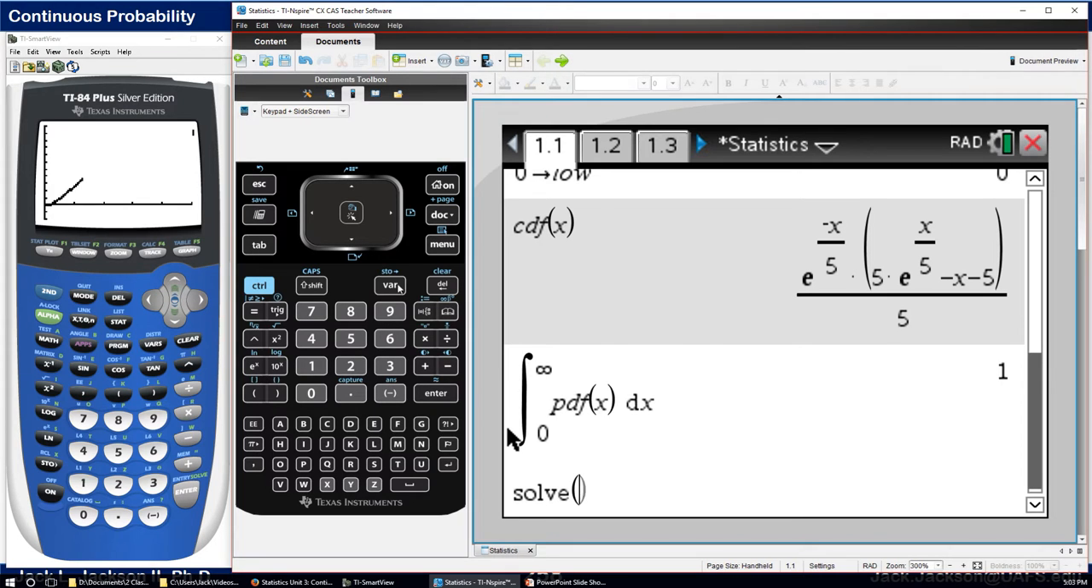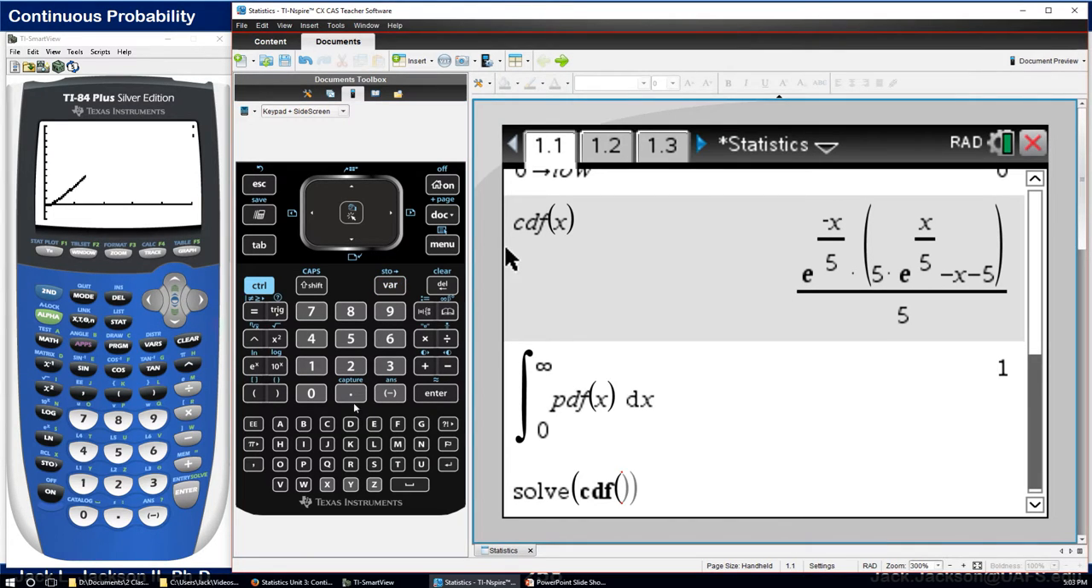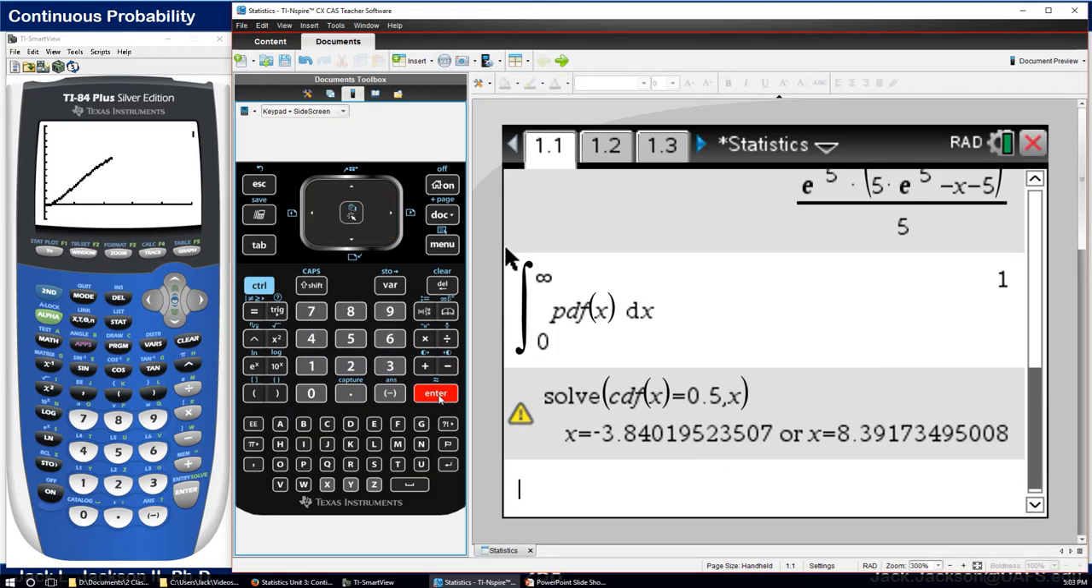Okay, I want to solve. I can go to here. My formula is in CDF of x. The right formula is in there. And I want to solve where that's equal to 0.5, comma, solve for x. And at least approximately, this should give me an answer. Now, by the way, it gave me 2 answers. Okay, but only one of these actually applies. This one's not in our domain. So the one that applies is this 8.39. So that should be the same thing I get out of calculating an intersection here.